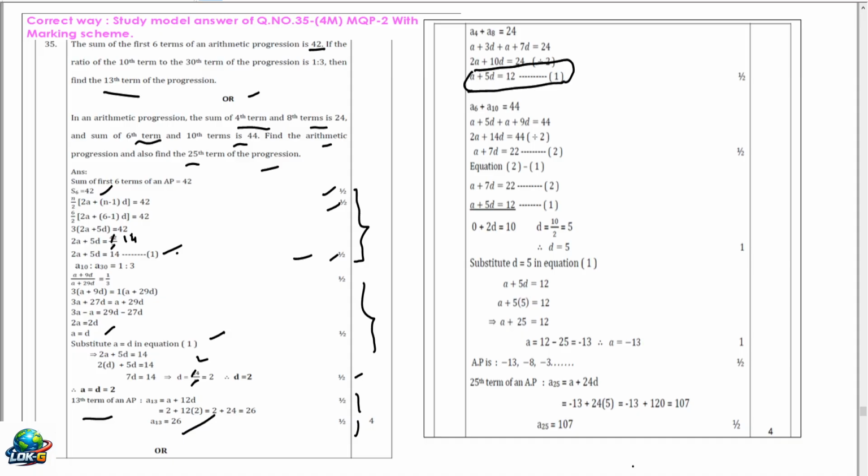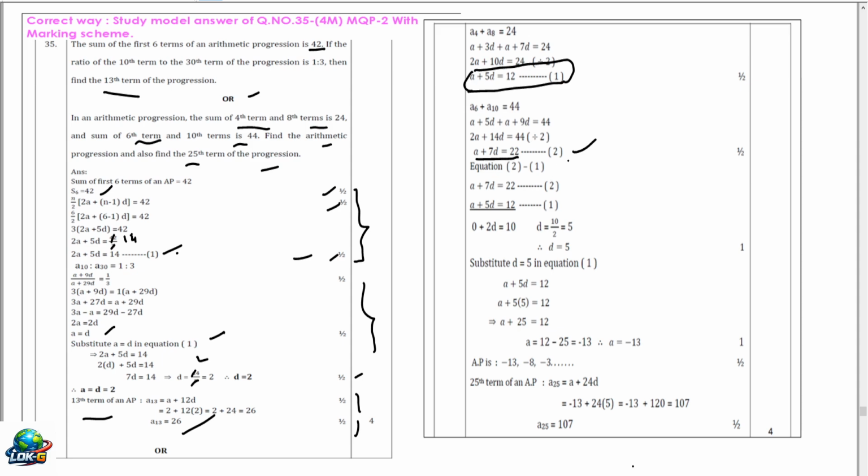Look at here, this is the first equation. Next, sum of the 6th term and 10th term is 44. A plus 5D plus A plus 9D is equal to 44. 2A plus 14D is equal to 44. Divide throughout by 2. You will get A plus 7D is equal to 22.